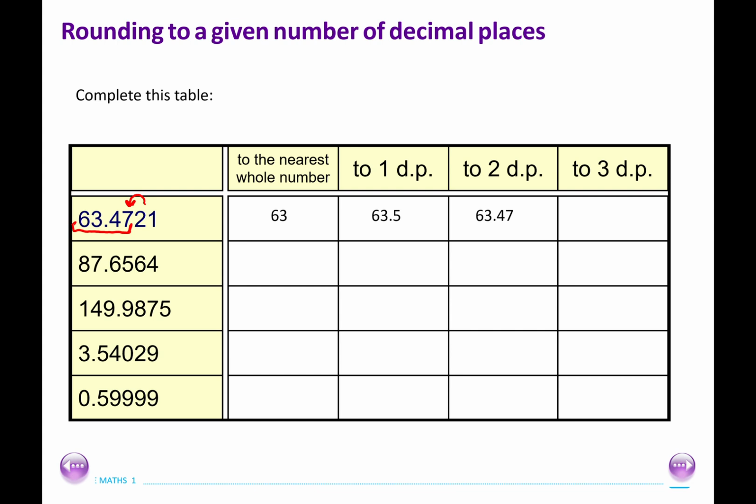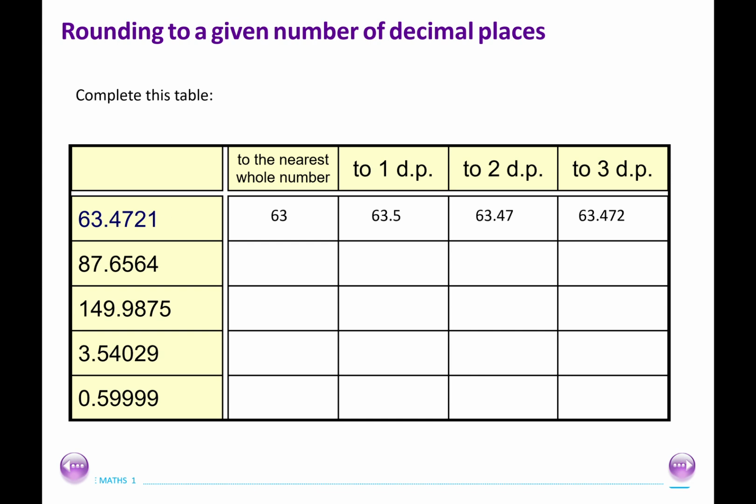Let's try another. In the last one, we're asked to round it to 3 decimal places. This means we keep everything up to the third decimal place. And we look at the fourth decimal place to see whether we round up or down. Our fourth decimal place is less than 5, and therefore we round down. This gives us 63.472.